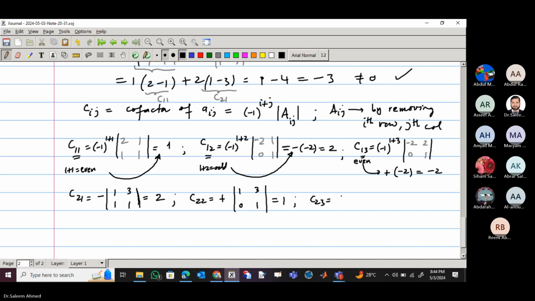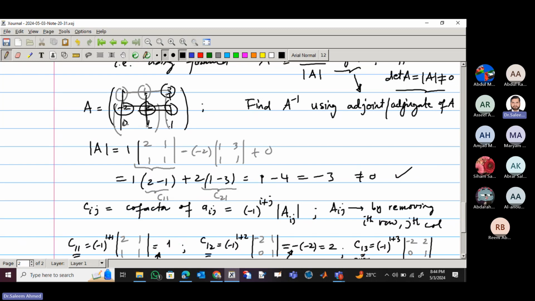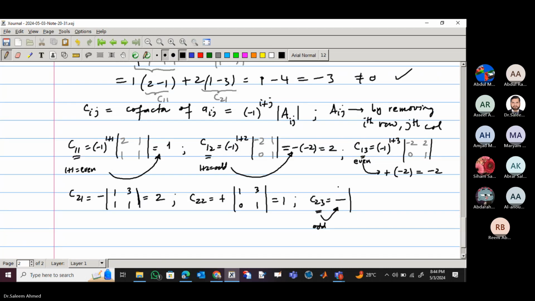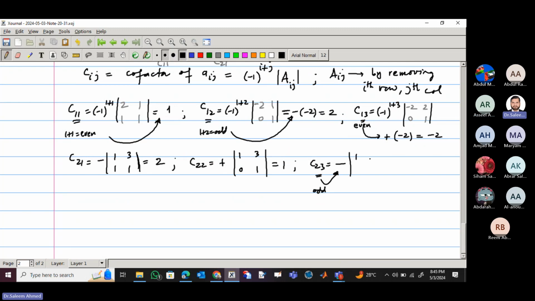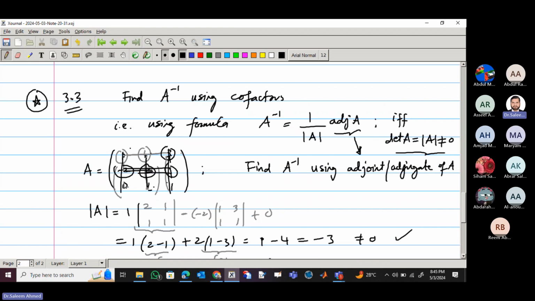Then C23. C23 is again minus because 2 plus 3 is odd. So odd gives you minus, right? So you can directly write this. And 2, 3 means second row, third column, this one. So this row, this column is gone. So 1, 1, 0, 1. So what you can do is whenever you find cofactors, use pencil and erase right away, and then make a circle. So let me clean it again. 1 minus 2, 0.